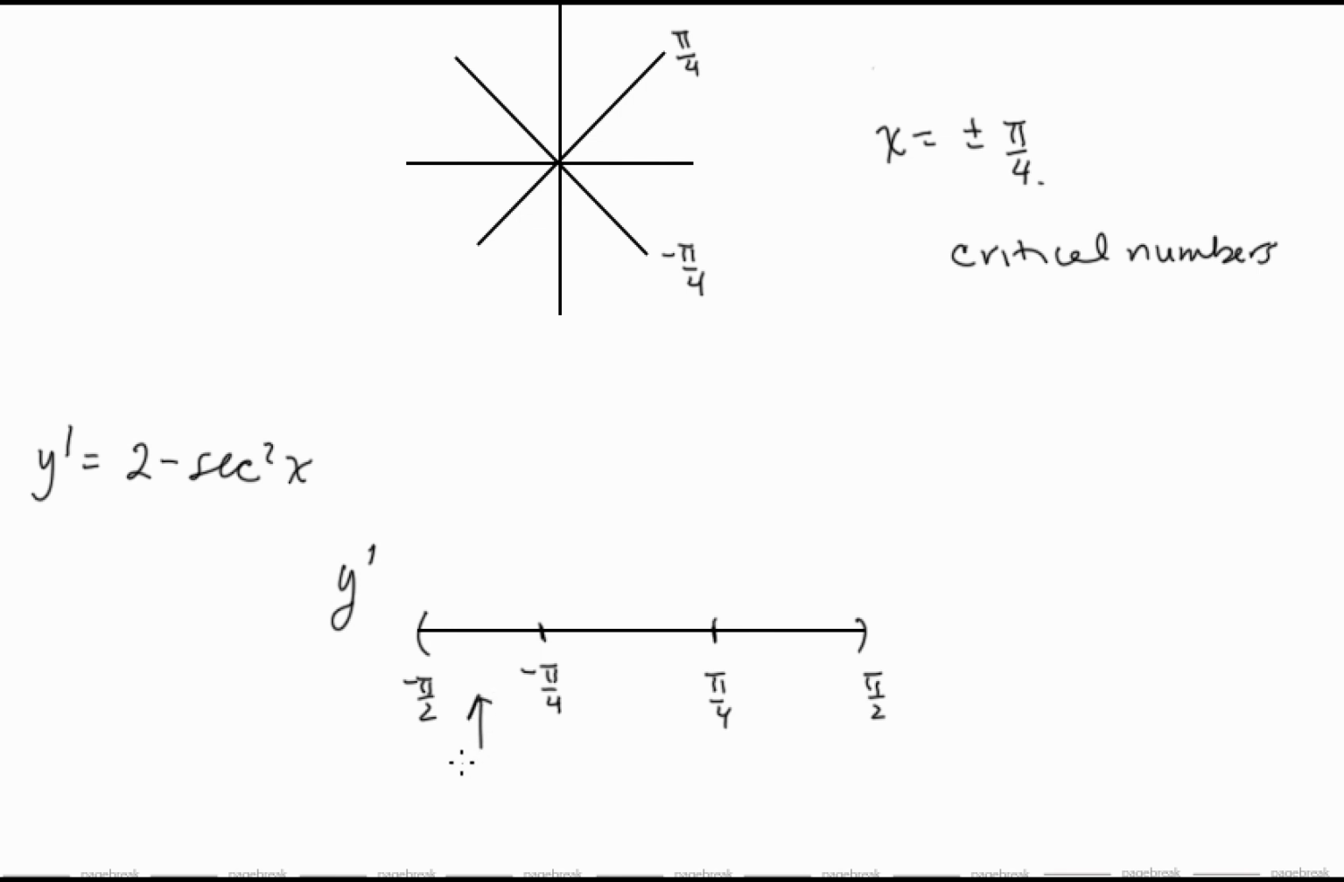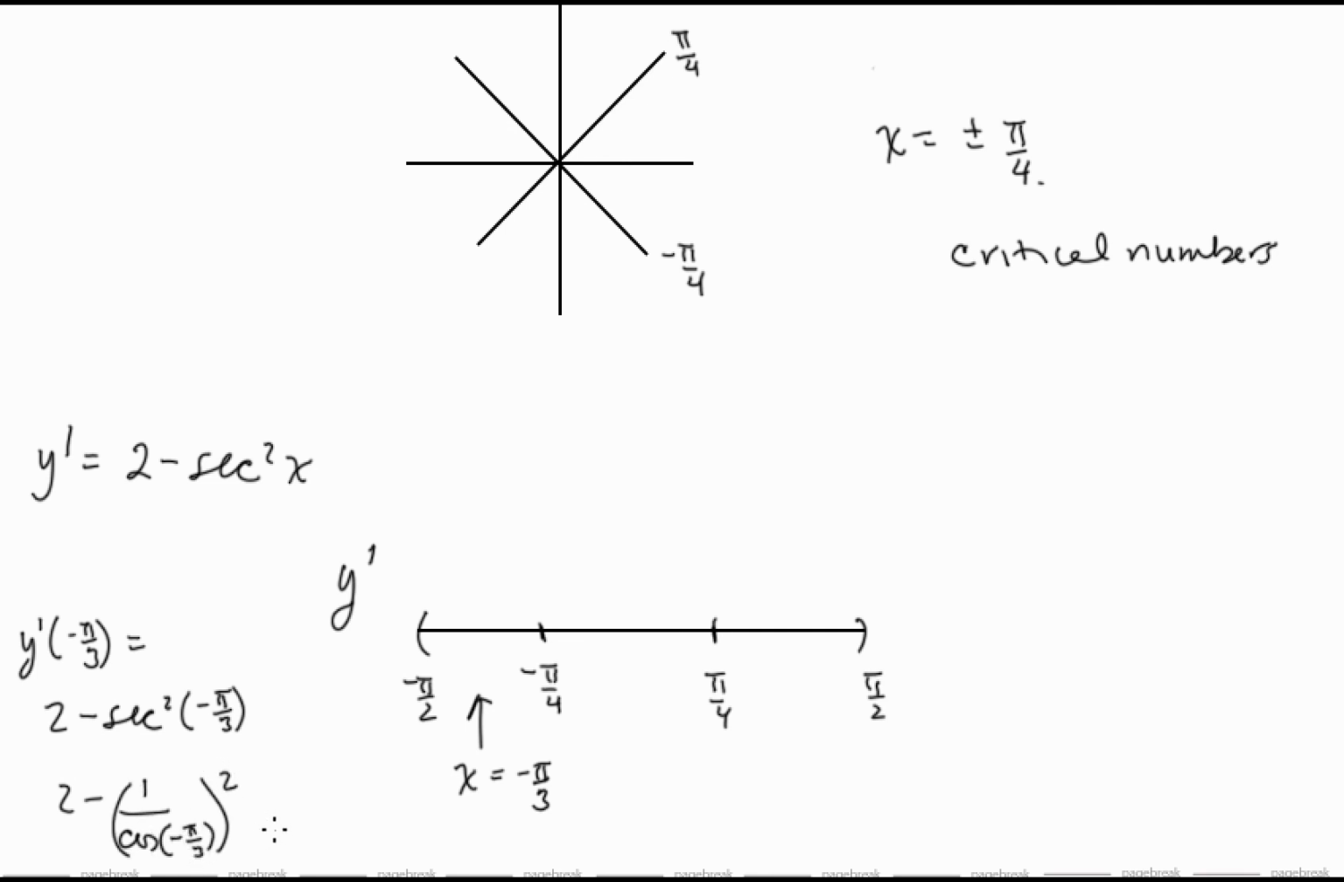And so here we could test x equals negative pi over 3. And so y prime of negative pi over 3 is equal to 2 minus secant squared of negative pi over 3. That's 2 minus 1 over cosine of negative pi over 3, all of that squared. Cosine of negative pi over 3: we know that cosine of pi over 3 is equal to 1/2, and cosine is positive in quadrant 4. And so we have 1 over a positive 1/2. That's 2. This is 2 minus 2 squared, so that's going to be negative.